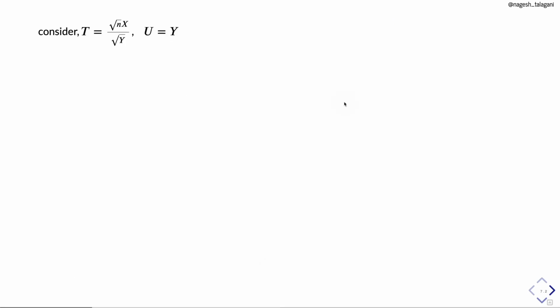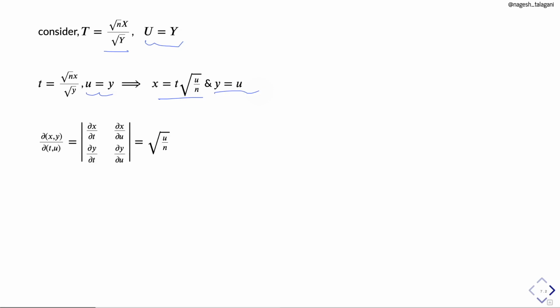Now consider the transformation T equal to root n X by root Y and auxiliary transformation U equal to Y. Now this transformation can be uniquely solved for X and Y like this: X equal to T under root U by n and Y equal to U. Let us find the Jacobian of this transformation.